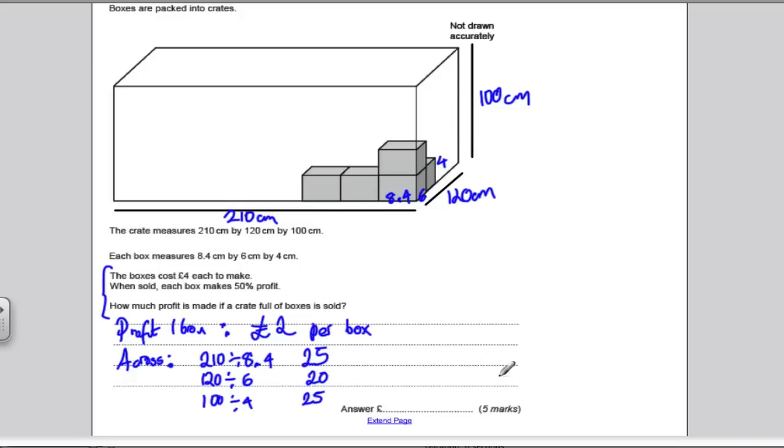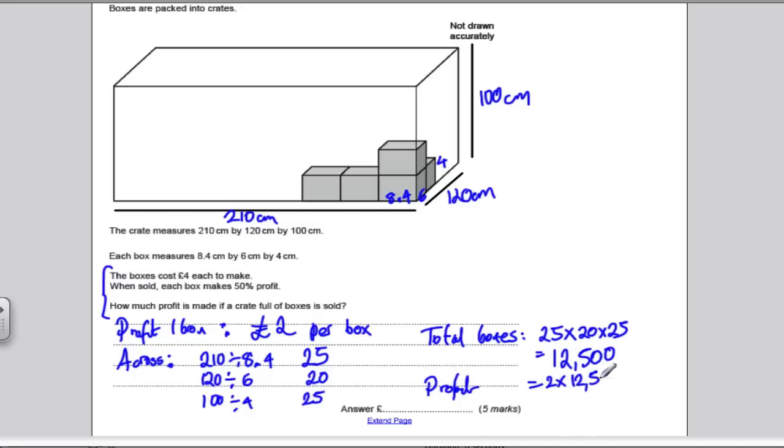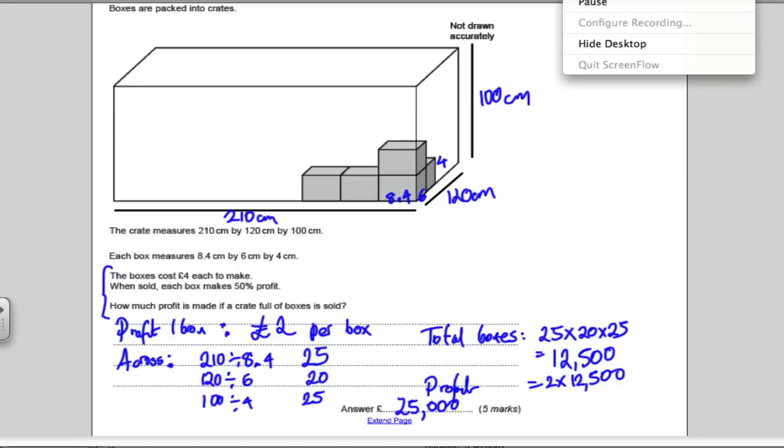So in total, how many boxes could you fit in the whole thing? Well, total boxes would be 25 times 20 times 25, which is 12,500. So profit, you get £2 for each of those. So it's 2 times 12,500, which is £25,000. So you would get £25,000 profit if you sold a full crate of boxes.